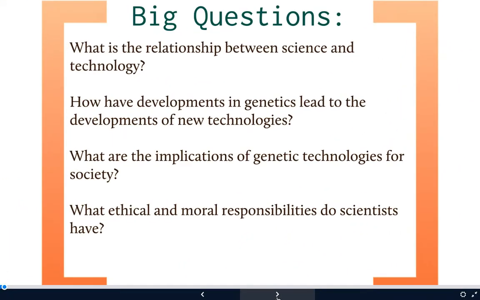Okay, so first up, what's the relationship between science and technology? We're also going to look at the question of how developments in genetics have led to the development of new technologies. What are the implications of genetic technologies for society? And the other question is what ethical and moral responsibilities do scientists actually have? That question we sort of looked at when I showed you the video on whether or not we should bring back the woolly mammoth, right? Just because we can do something doesn't mean we should.